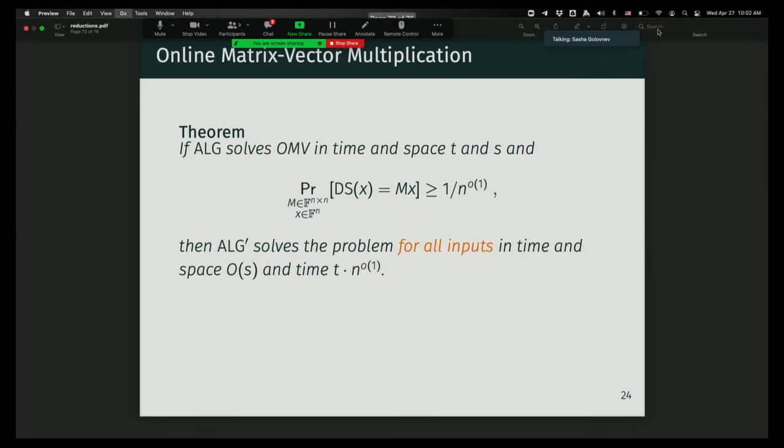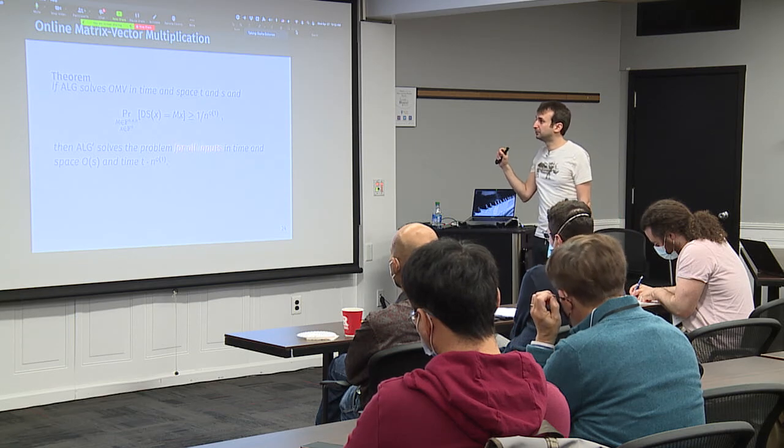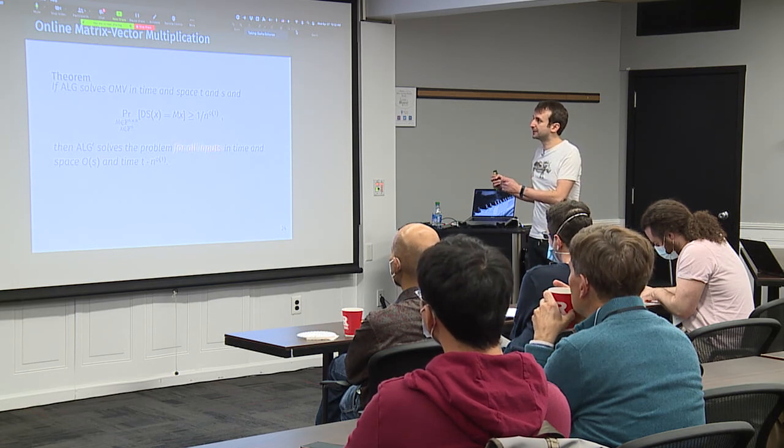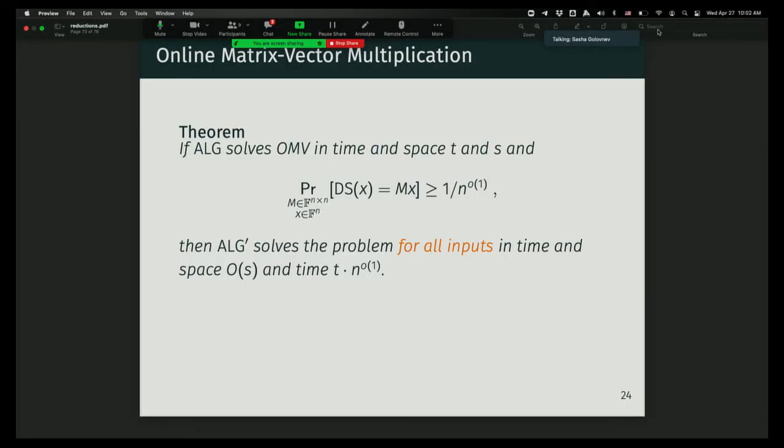Okay, now for the setting of streaming or online algorithms, we can do this for the online matrix vector multiplication problem. An important thing: often online matrix vector multiplication is defined over the Boolean semiring. There we don't know how to apply our techniques. We work over finite fields, which is also a well-defined and well-studied problem. So if you have an algorithm that works on almost a polynomial fraction of inputs, then we can give you another algorithm that solves OMV with the same running time and same space, if you care, on all inputs.